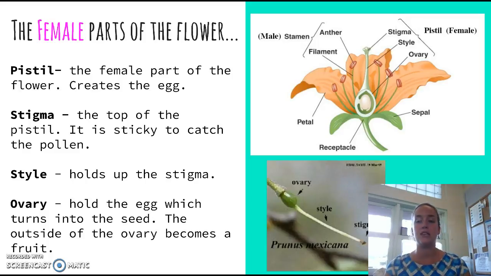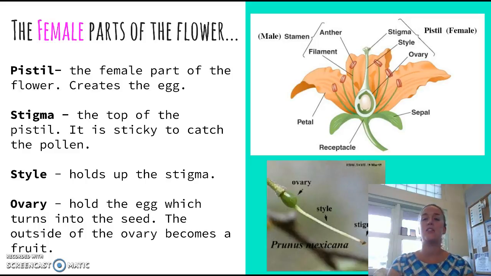Its job is to create the egg. All right. The stigma is the very top of the pistil. It's sticky in order for the pollen to catch. So if the pollen is blown by the wind or if it's on the leg of an insect, the sticky top of the stigma grabs the pollen and holds on tight, kind of like a glue.